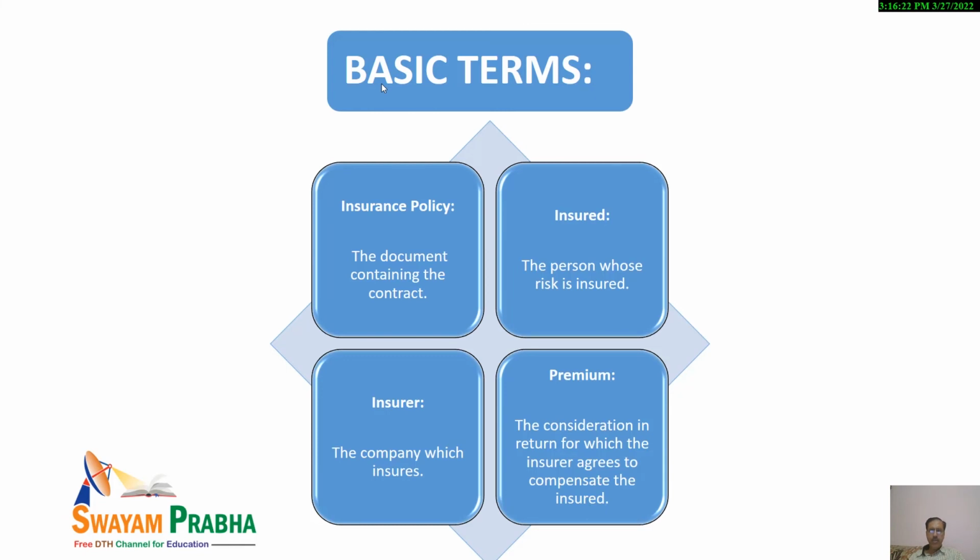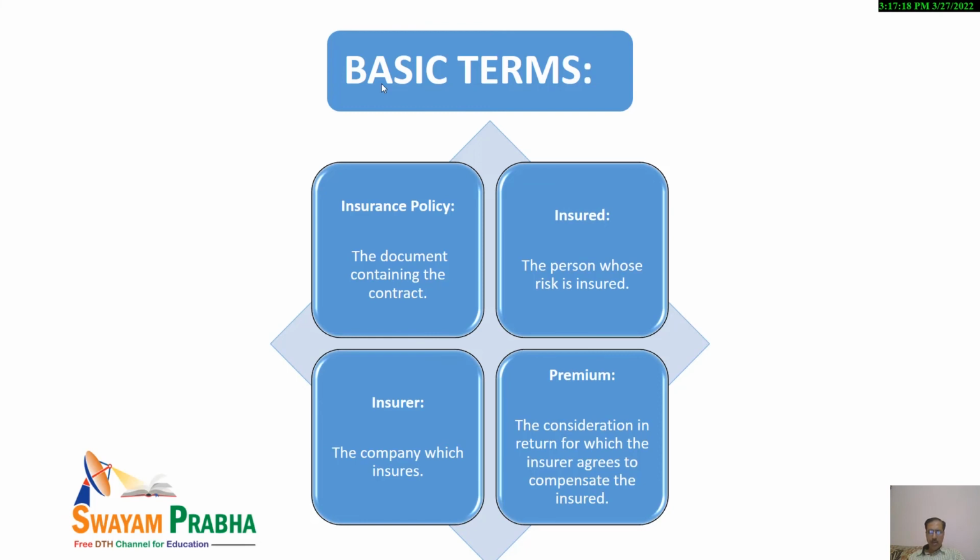Now, what are the basic terms? Once again, I will be describing in brief. Insurance policy is the document that contains the contract between the two parties, that is the policyholder and the insurance company. Insured is the person or company whose risk is insured. In case ABC company has taken a fire insurance policy, that company will be known as the insured. In case a person has taken a life insurance policy on his own life, he will be the insured. As far as insurer is concerned, the insurance company which issues the insurance policies, which insures, will be known as insurer.